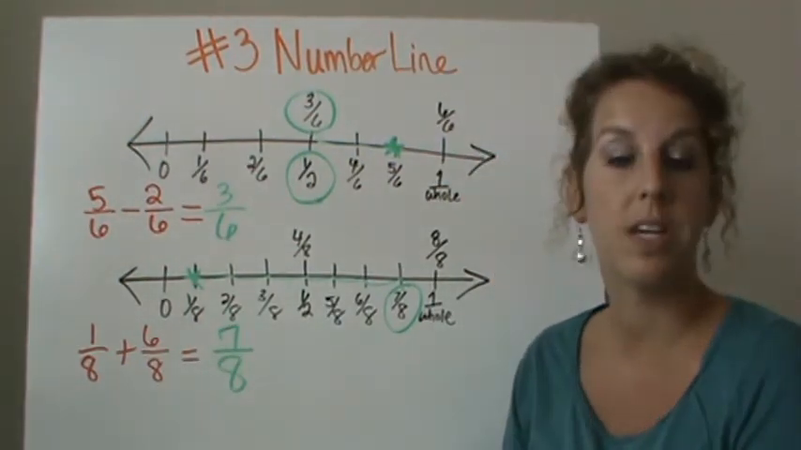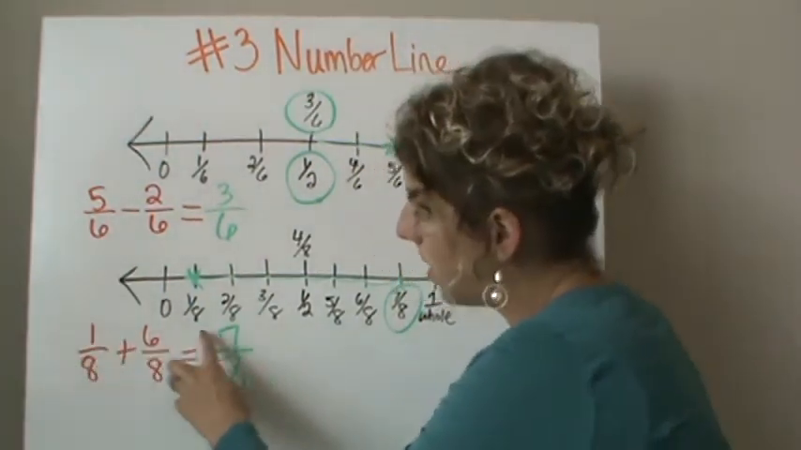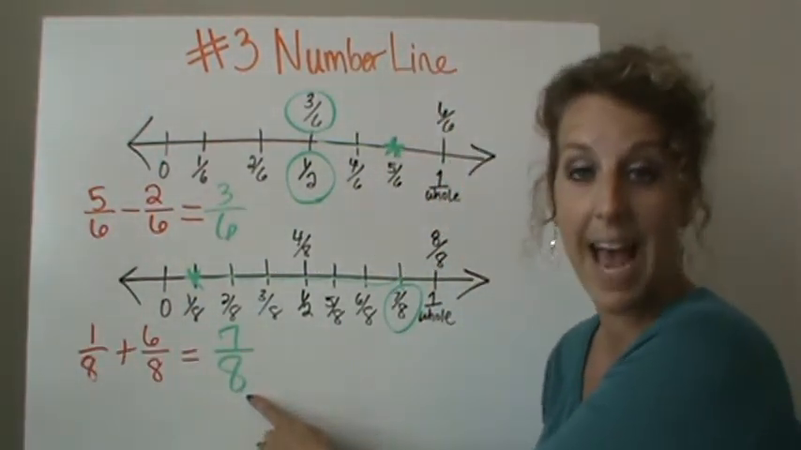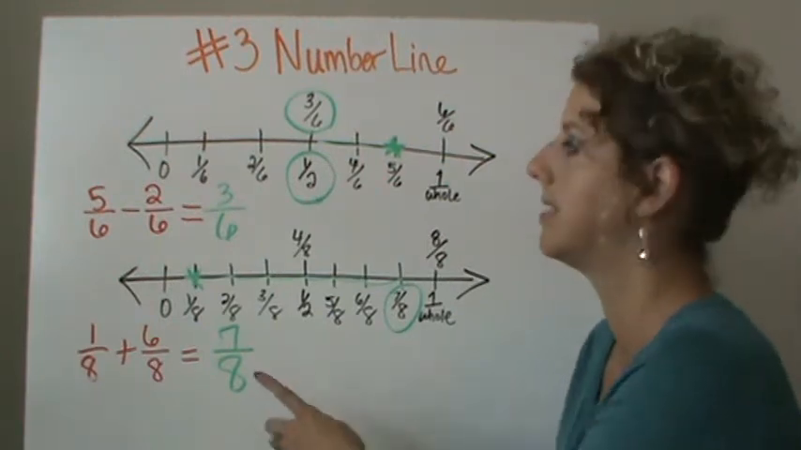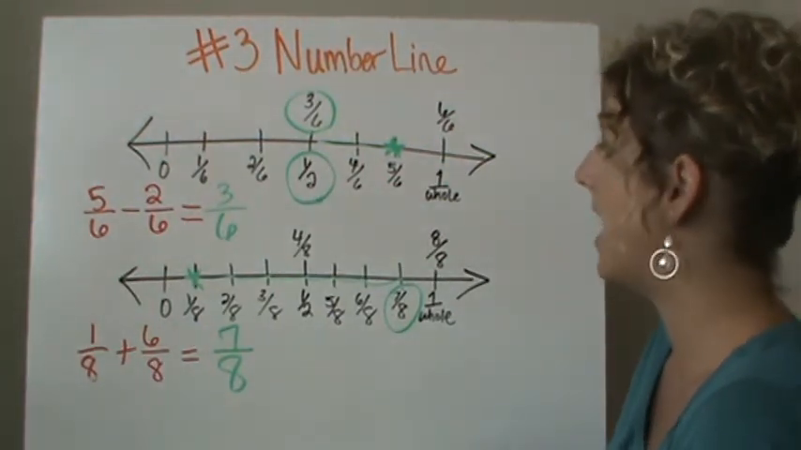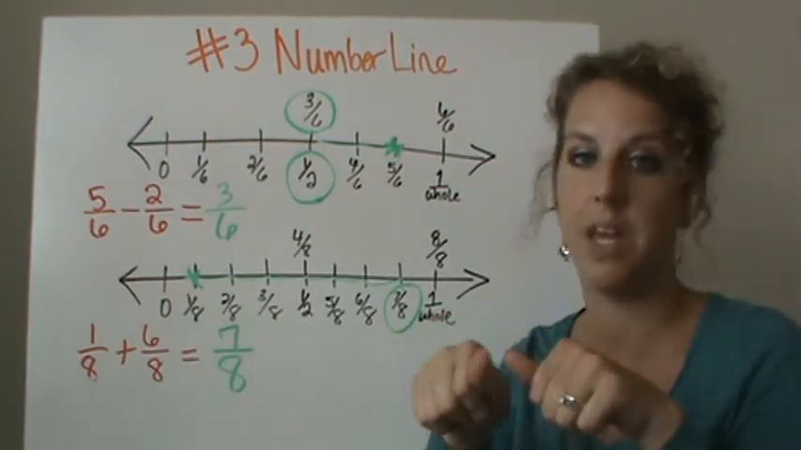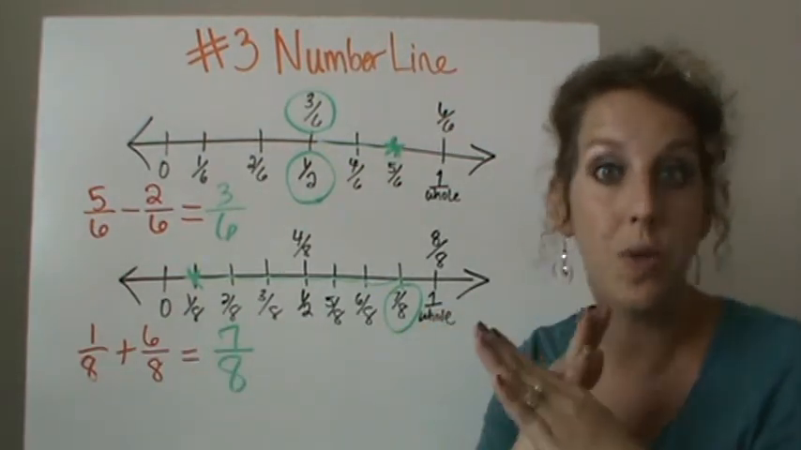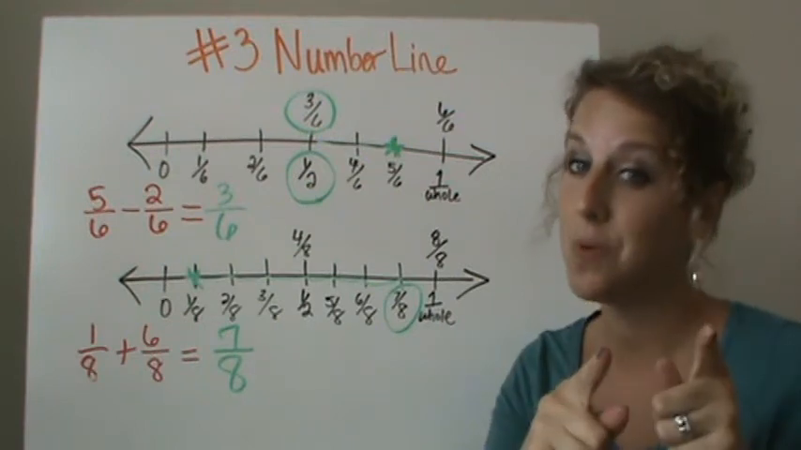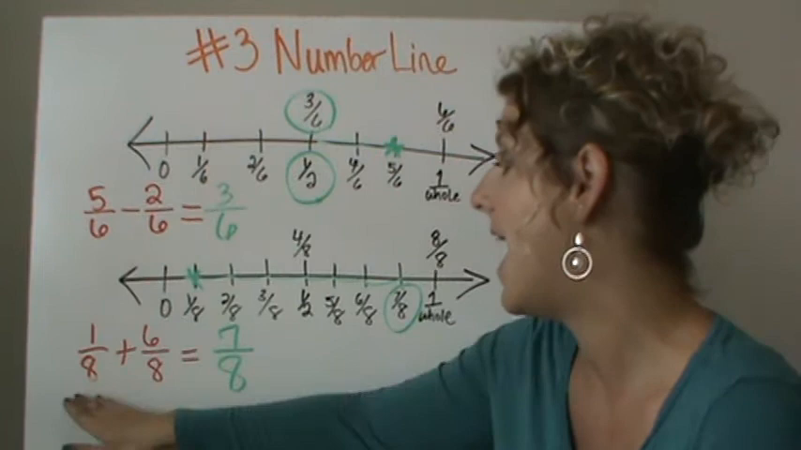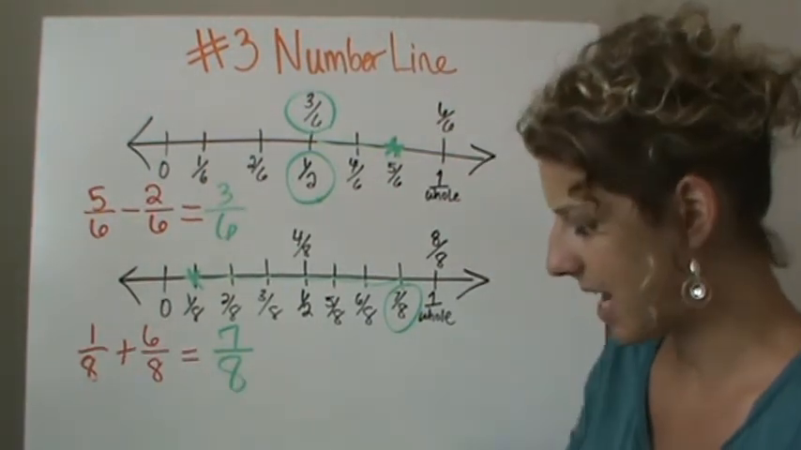And hopefully you're starting to see a pattern. The numerator gets added, the denominator stays the same. It has to stay the same size. You cannot add 6 plus 8 because they would not be equal fractions. Do not make that mistake. Make sure you're not caught making the mistake of adding the denominators also.